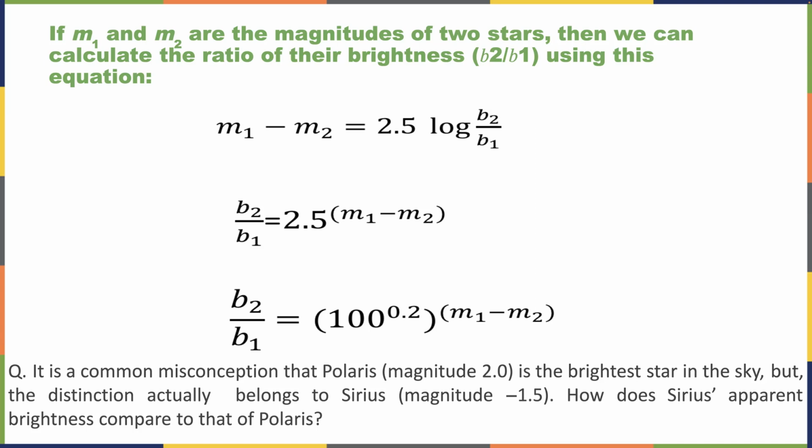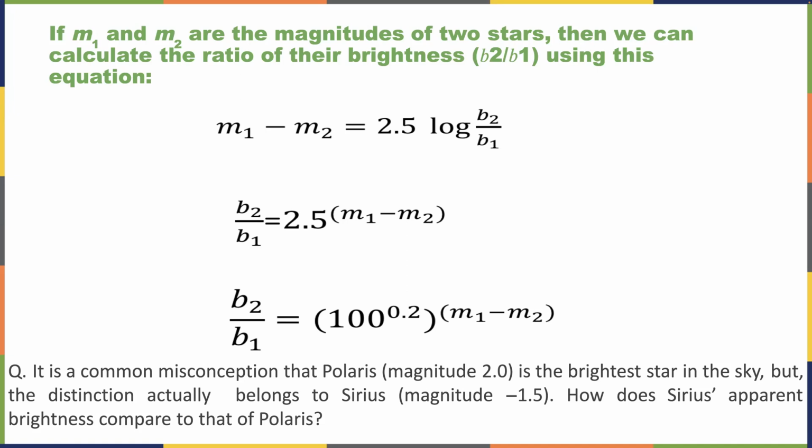And I have given you a question here as an example. This is actually a real situation. If you go and look at the night sky, there are two bright stars, Polaris and Sirius, right? It is a common misconception that Polaris is the brightest star in the sky. Polaris is the North Star, and we have a special consideration for that star. Because of that, people used to think that Polaris may be the brightest star in the sky. So that's why we are so concerned about Polaris.